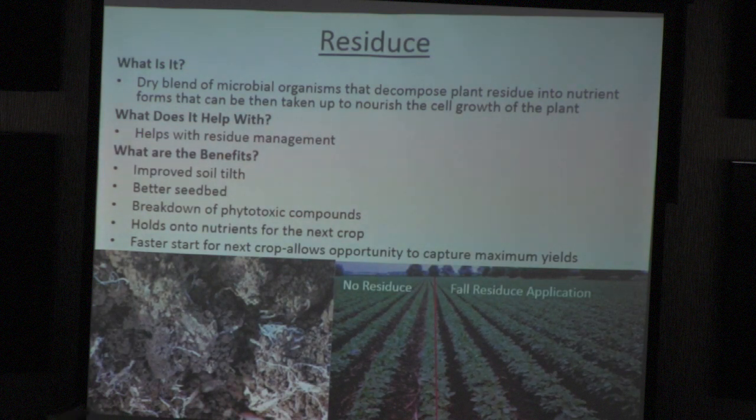And then you have, in this picture with the red line to the left, you can see in between the crop the leftover residue for this planting cycle compared to how much it's broken down with the fall residue application. So it's virtually gone and it's being used for that crop cycle, versus this is still leftover nutrients for that year. So big difference just in a matter of months.